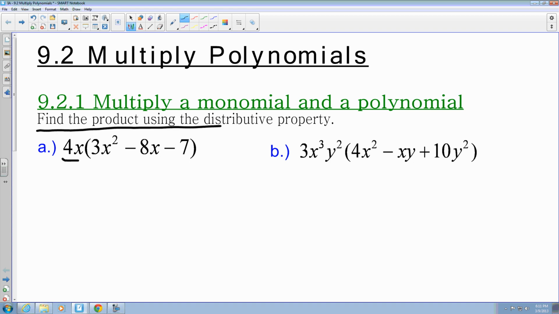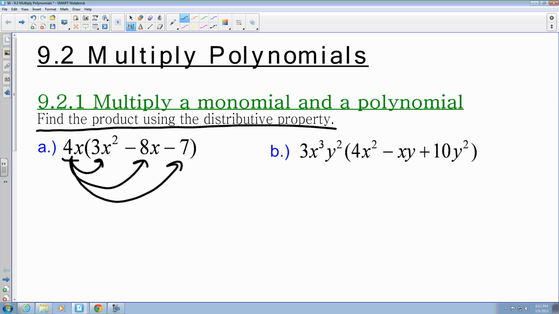And the direction says let's use the distributive property. Now you guys know what the distributive property is: you take that term that's outside the parenthesis and multiply it to each of the values inside the parenthesis. So let's do that. You're going to multiply 4x here, here, and also here. So by doing that, let's take the first one.